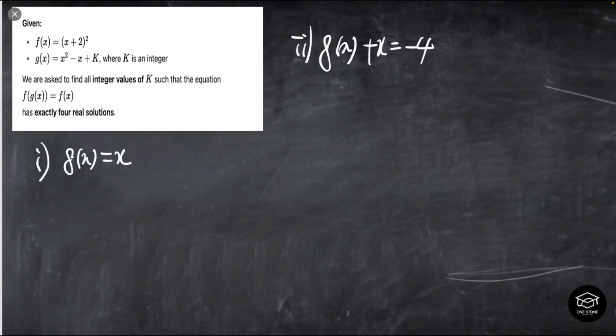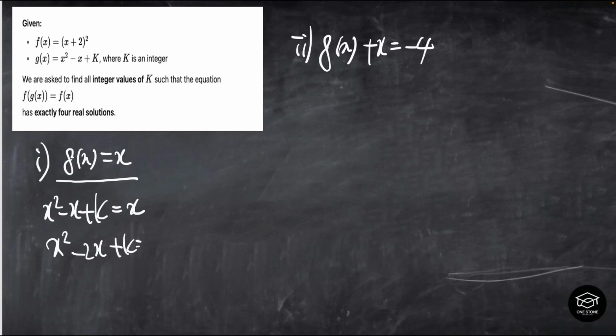Step 2. Set up the two cases. Let's now plug in the actual expression for g(x), which is x² − x + k, into each case. Case 1, g(x) = x. Substitute: x² − x + k = x. Subtract x from both sides: x² − 2x + k = 0. This is a quadratic equation. We'll refer to this as equation 1.